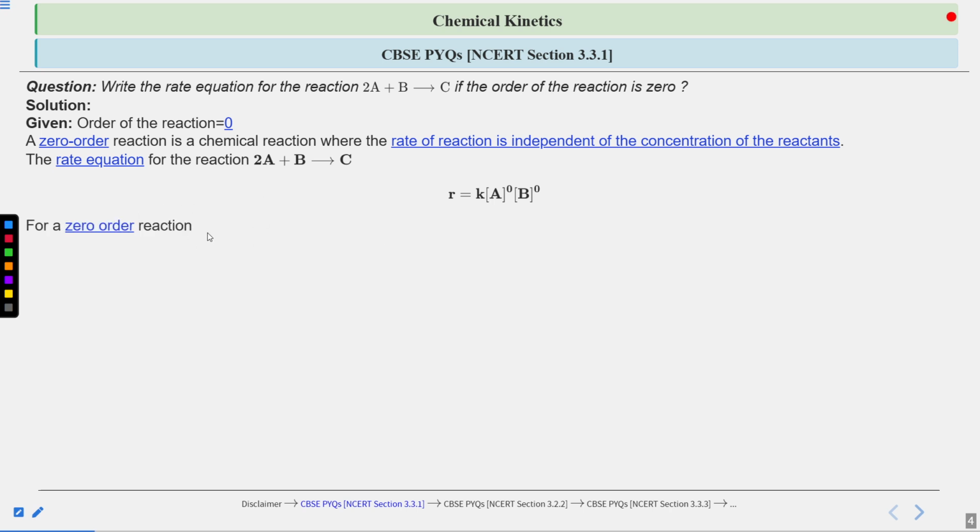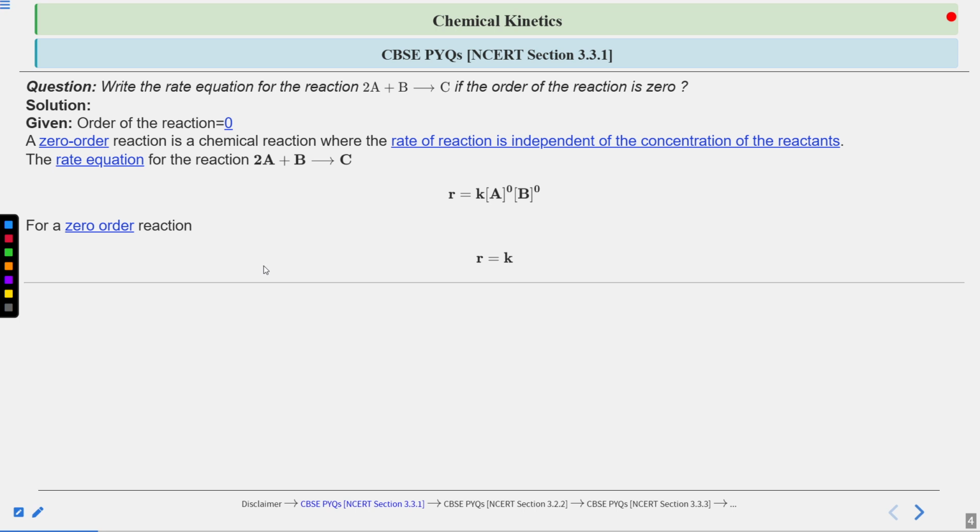So for a zero order reaction, the rate will become equal to K, because something to the power 0 becomes 1. You should know that if something is having the power as 0, then its whole value will become equal to 1. So A to the power 0 is 1, B to the power 0 is 1, K times 1 will be K. So rate becomes equal to K, that is the rate constant for a zero order reaction.